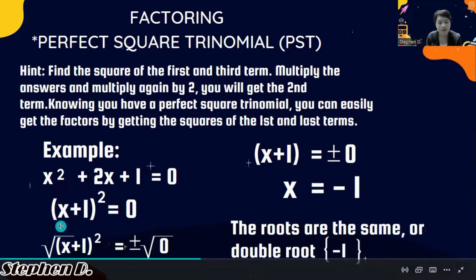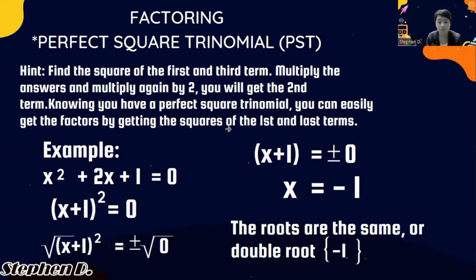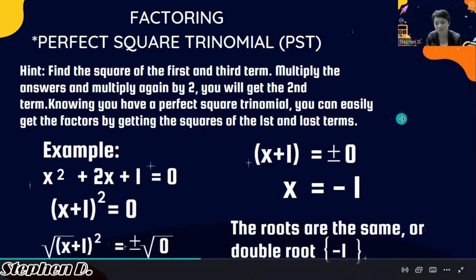Factor this out: square the first, square the second, that's why we get (x plus 1) squared is equal to 0. And after that, we square root both. So the square root of (x plus 1) squared is equal to positive negative square root of 0. That's why we got x plus 1 is equal to positive negative 0. So we just transpose our 1. That's why we get x is equal to negative 1. So the roots here are the same, or a double root. That's why our x is equal to negative 1.